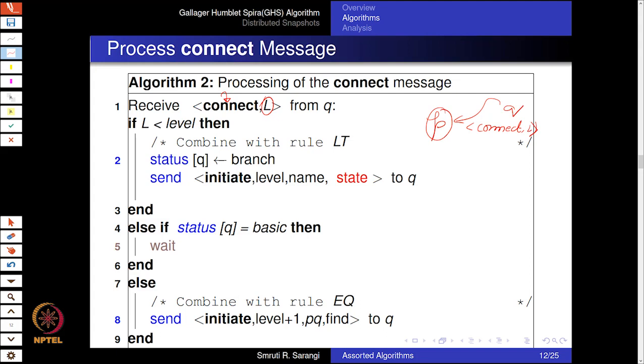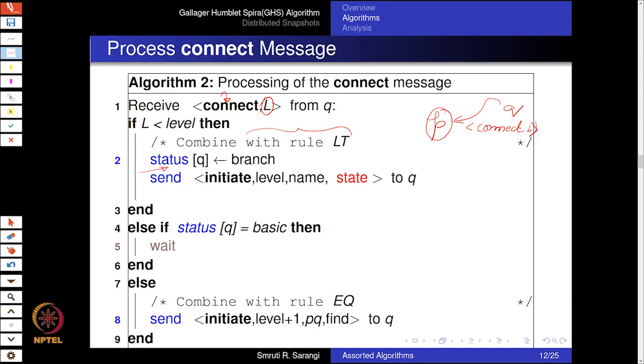Now, I have gotten a connect message. So I will look at my level and the level of the connector. If L is less than level, which means that the level that is coming along with the message is less than my level, no problem. This means that a smaller fragment wants to combine with a larger fragment. So I can happily combine with the rule LT. Absolutely no issues. So I'll set the status Q to branch.